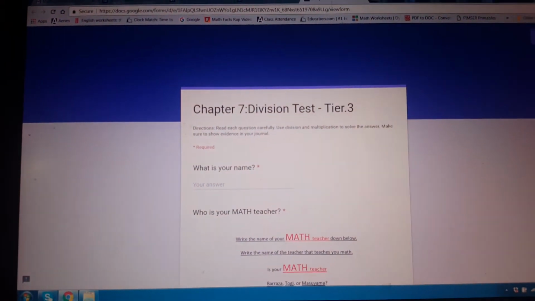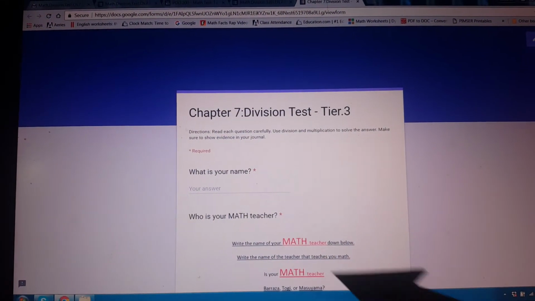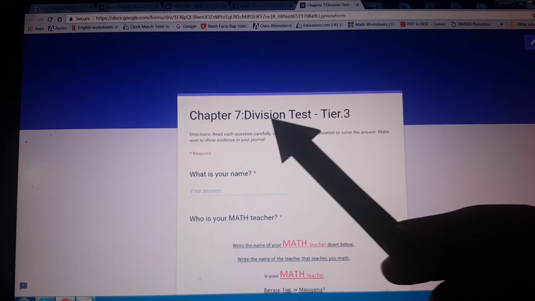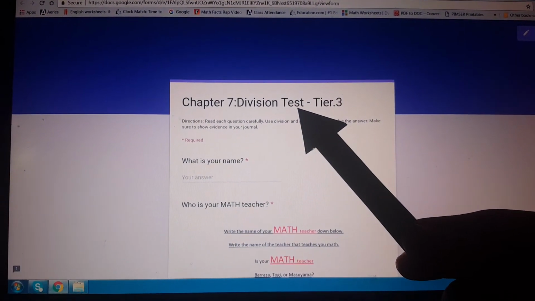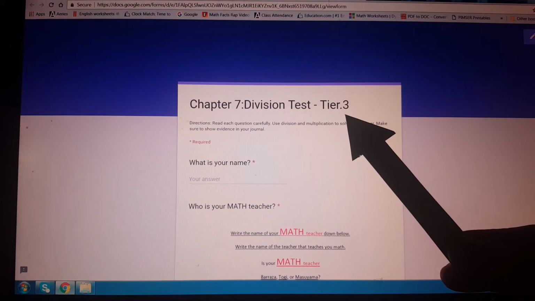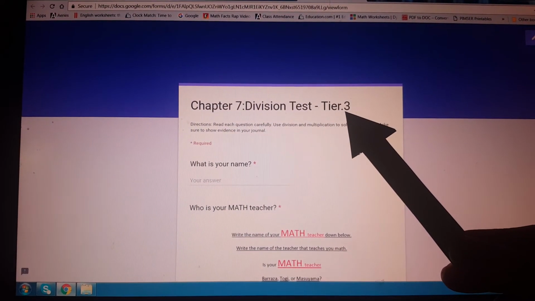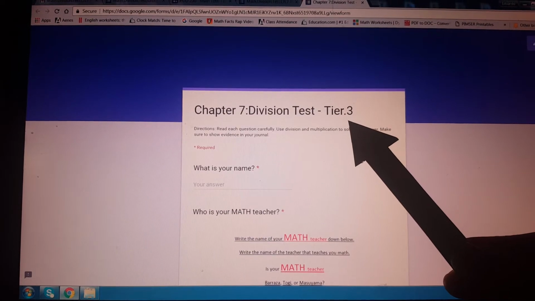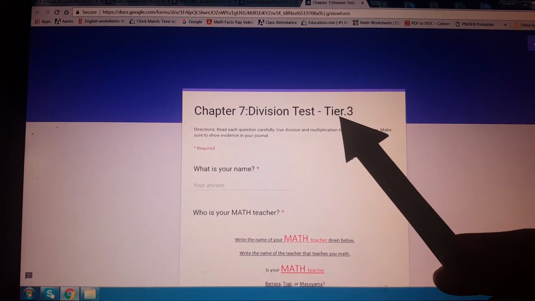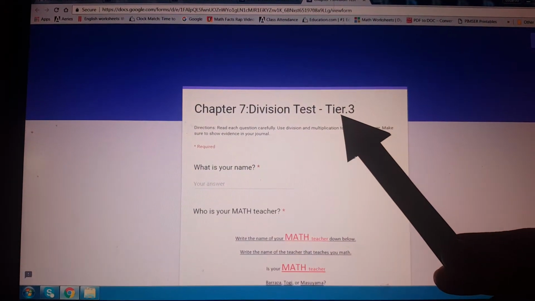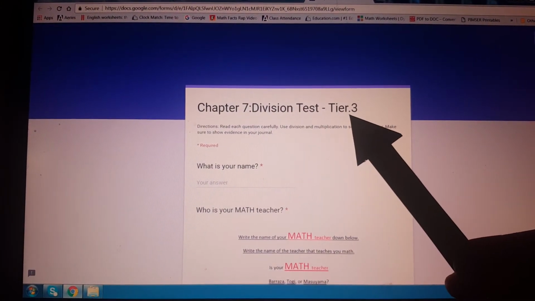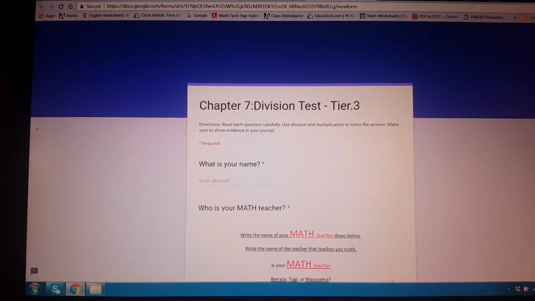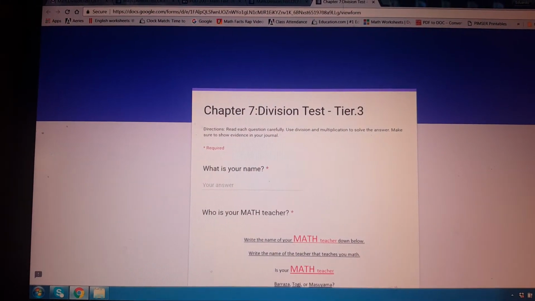Hello, boys and girls. Today we will be taking the Chapter 7 division test. Now, if you were asked to come and take the Tier 3 test, make sure that it says Tier 3. If it doesn't have this on your online test, then you need to go back to the home page and find the one that says Tier 3.